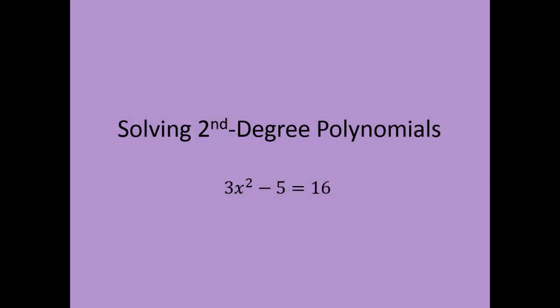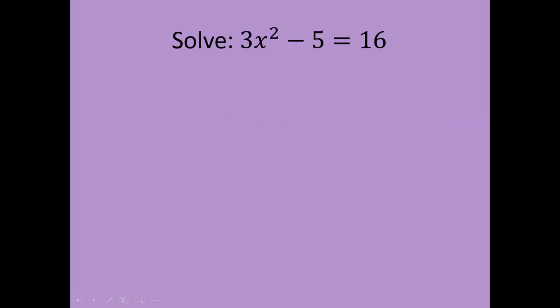Solving second-degree polynomials. By second degree, we mean that the highest power is a 2. It's also true that there are usually 2 solutions. Here's a second-degree polynomial. Watch out for this. If there's only an x squared term and there's no other terms with variables, then just get that by itself and take the square root.